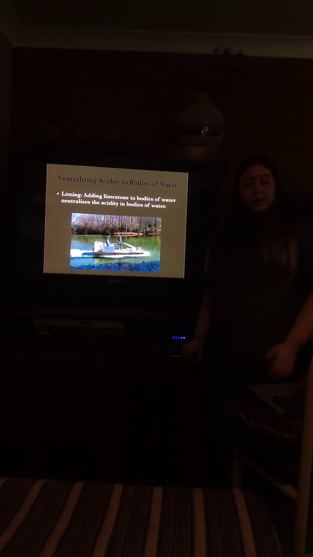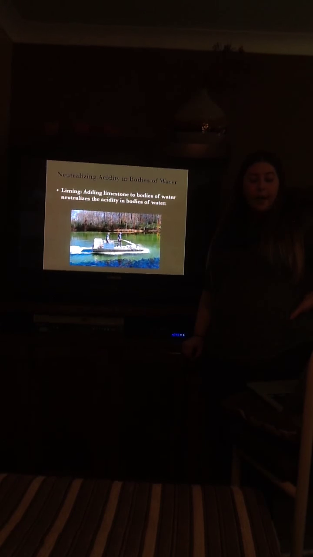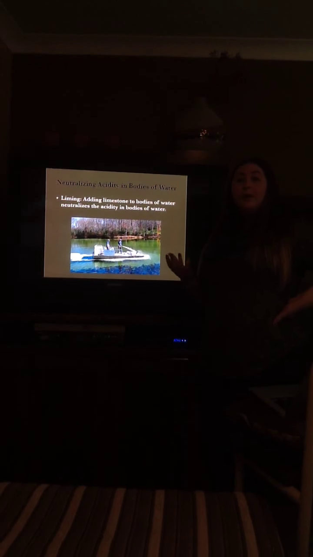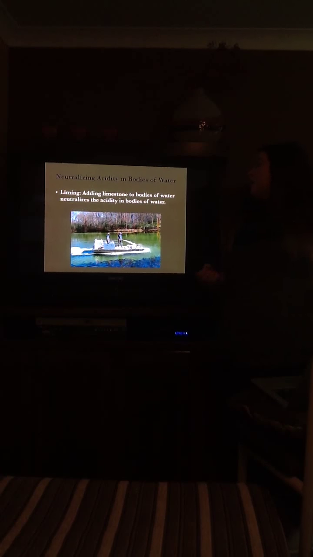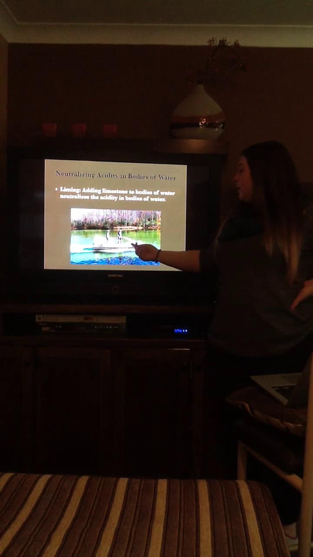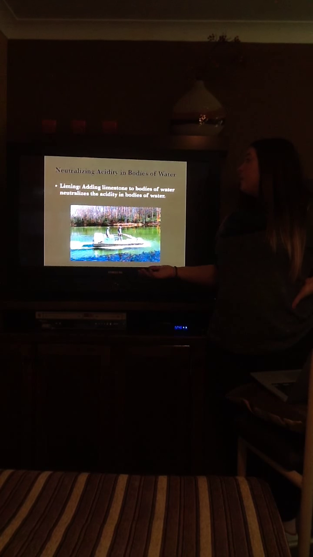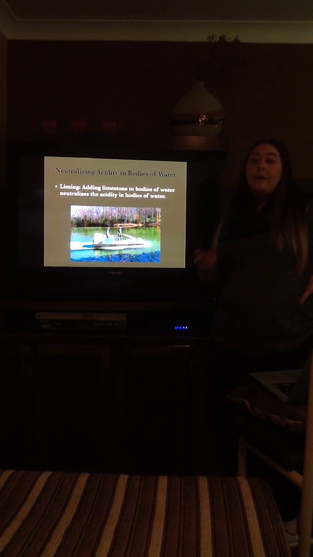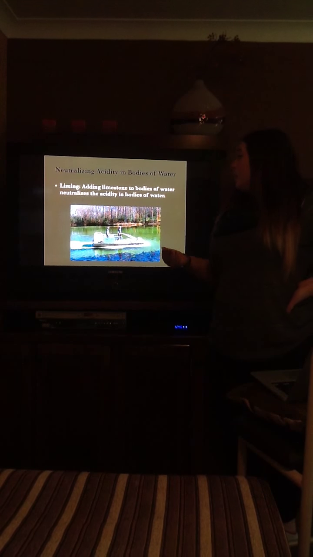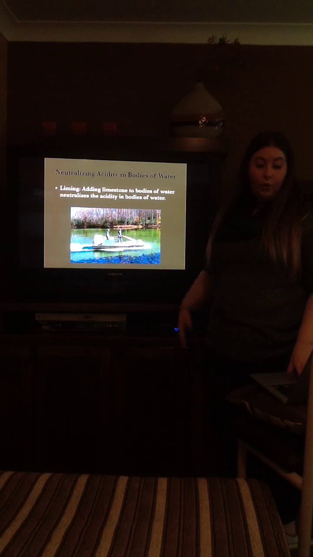Another interesting way that people are going about decreasing the acidity in lakes is called liming. What you're doing is taking limestone, as you can see here, and spraying it into the water. Limestone has a high basic level, so it's neutralizing the acidity of the lake or body of water.